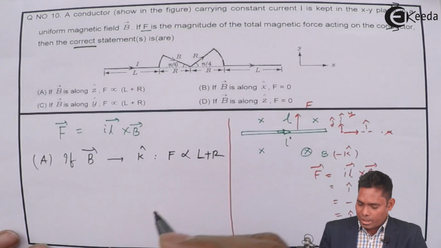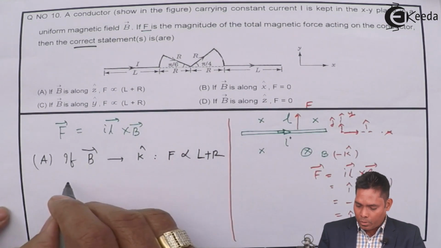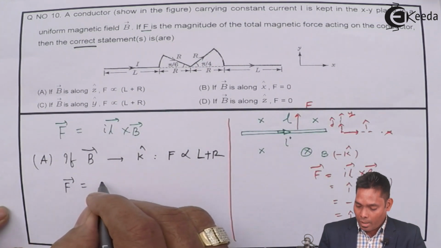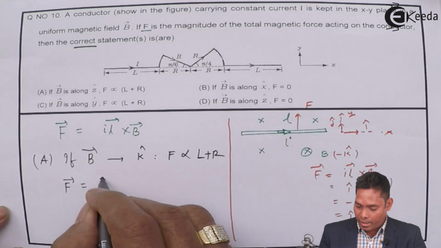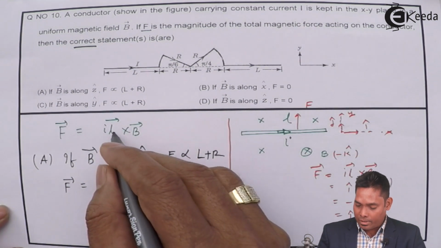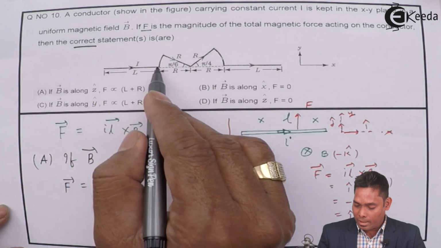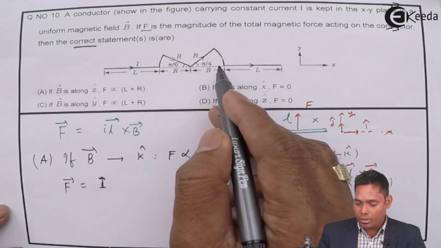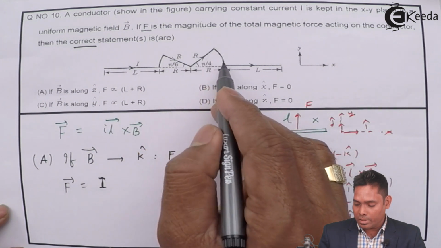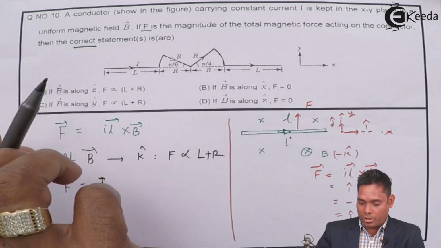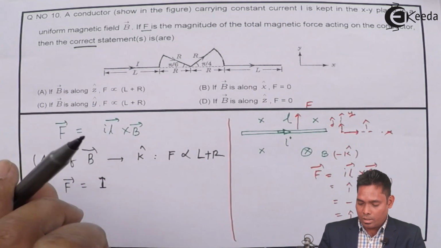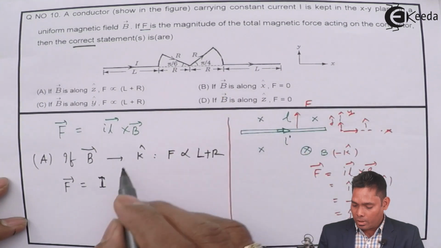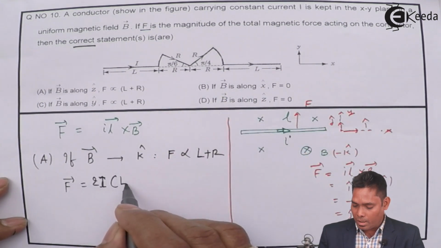Now we'll see that if I use the formula F equals IL, I is the current that is flowing, constant current I, capital I. L is the length. For this one the length is L, for this one the length is r, because this is a radius, so this distance is r, this distance is also r. So L plus L here is 2L and 2r, so it is 2 times L plus r.